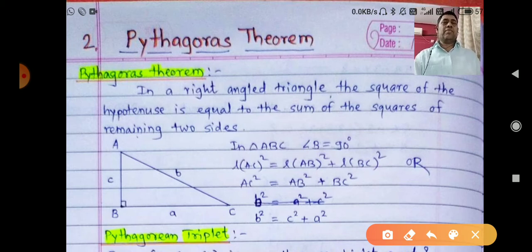I write the length of every side by using small letters. The length of AB is c, length of BC is equal to a, and length of AC is equal to b. AC is the hypotenuse, AB and BC making the right angle. So the theorem is that in a right angle triangle, the square of the hypotenuse is equal to the sum of the squares of the remaining two sides.